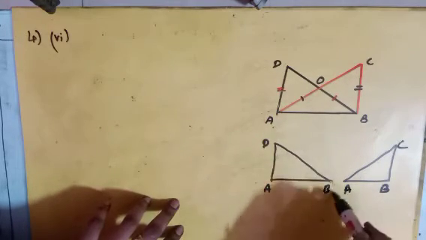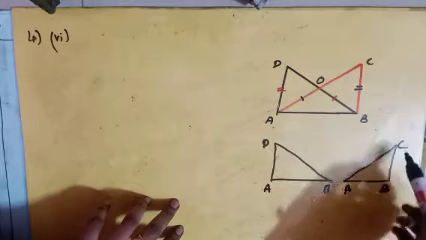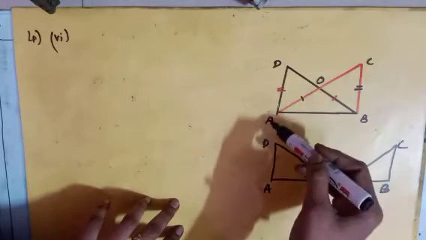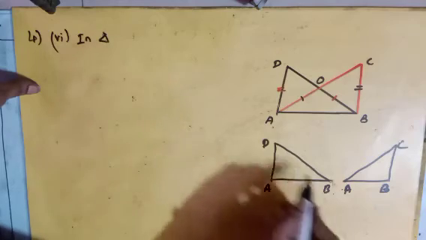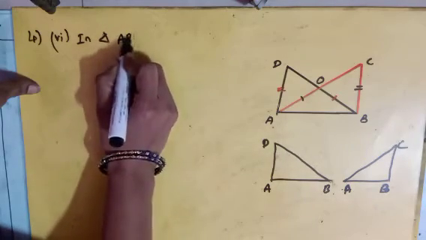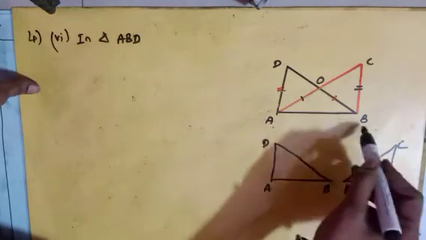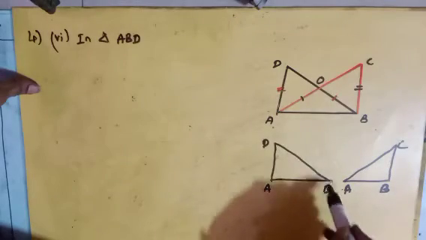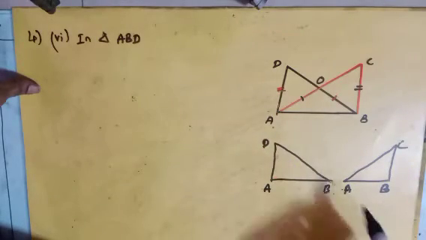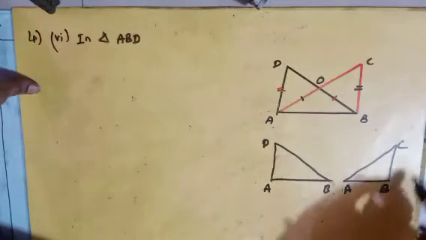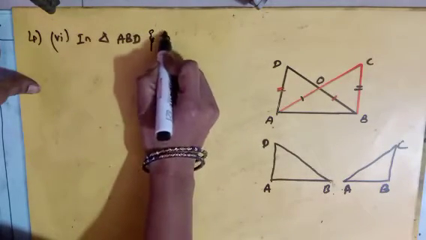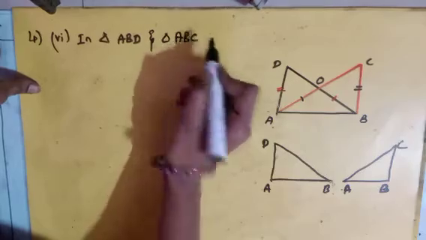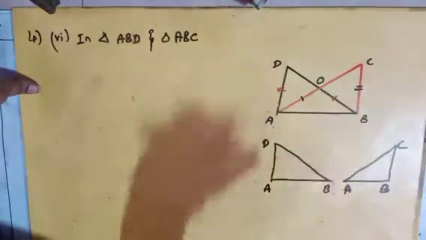So again, ABD and ABC are the two triangles. So what is given again? Let me write here in triangle ABD. ABD means the triangle ABD. Next, another triangle is ABC. Roughly I am showing here ABC. These are the two triangles in this figure.